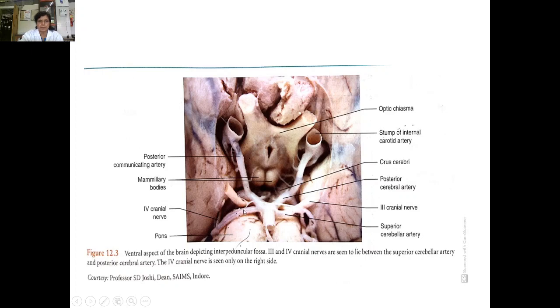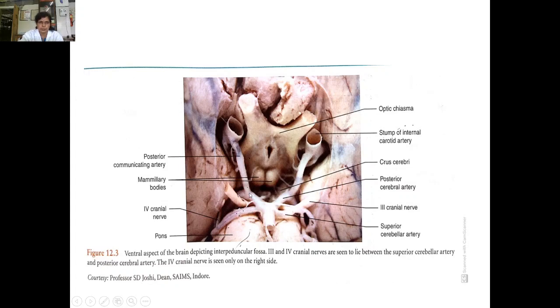So this crus cerebri is related anteriorly, from above downward, by the optic tract, then the basal vein, then the posterior cerebral artery and the superior cerebellar artery. So these are the relations on the anterior aspect of the crus cerebri: the optic tract, posterior cerebral artery and superior cerebellar artery from above downwards.